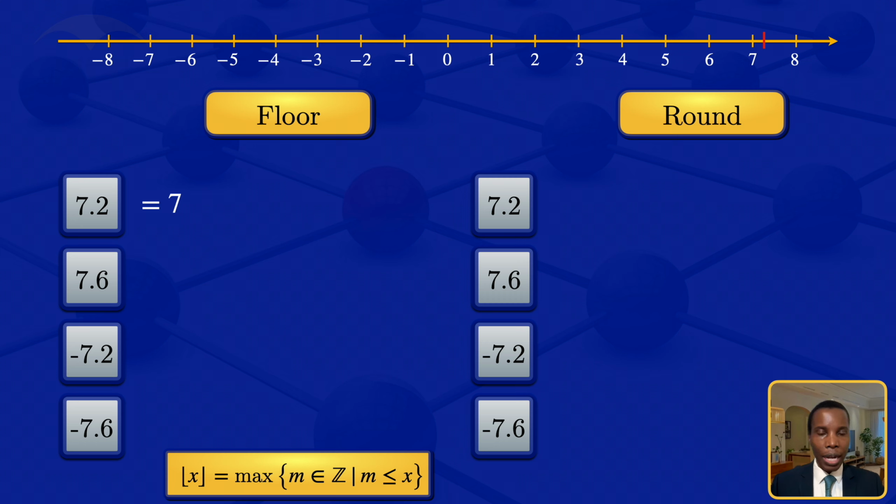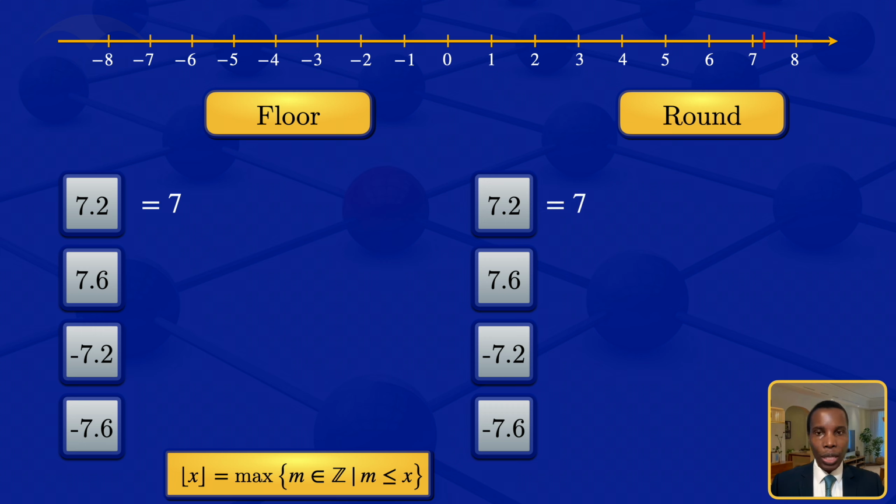Then I go on and round 7.2 to the nearest integer. When you are rounding to the nearest integer, we are asking which integer is closest to the red marker on the number line, and you see that the integer closer to the red marker there is 7. So when you round 7.2 to the nearest integer, we get 7.